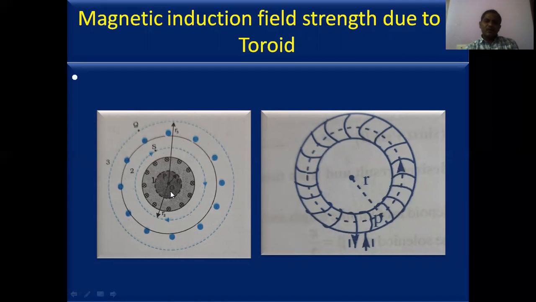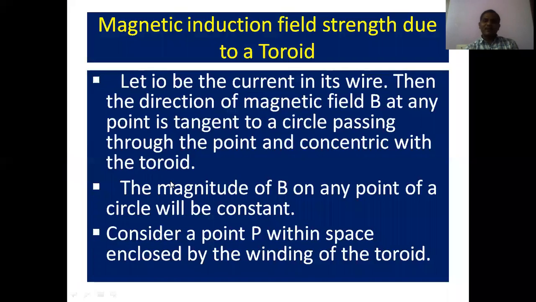So now, here you consider 3 points. The point P, which is in the empty space inside the toroid. The Q is outside of the toroid. The point S is exactly inside of this toroid. Okay. So here I have drawn 3 circular paths. This is the circular path which is passing through the point P, right? This is the circular path which is passing through the point S, and the outside circle is the one passing through the point Q, right?